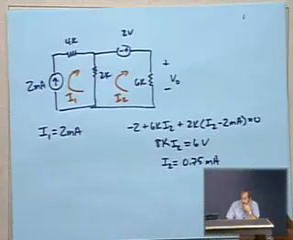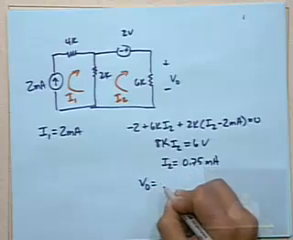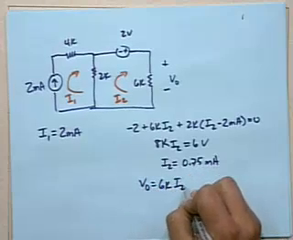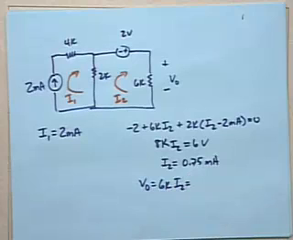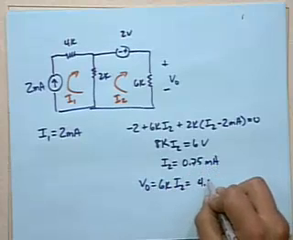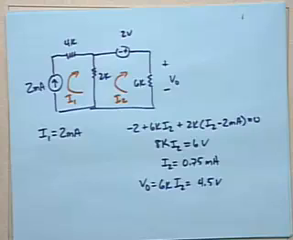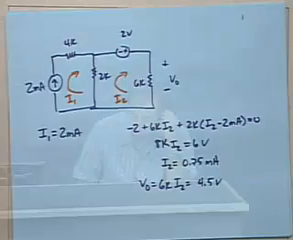And then the parameter that we wanted to solve for, V0, was just 6K times I2. So 6K times I2 is 4.5 volts, it happens to be. So that's kind of as hard as it gets, I guess. There's not much more going on there.